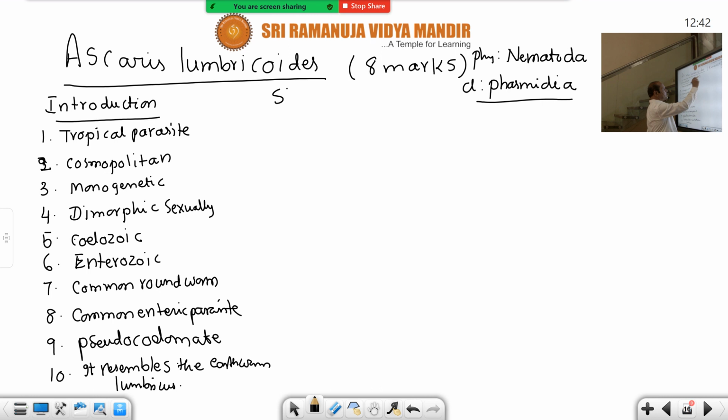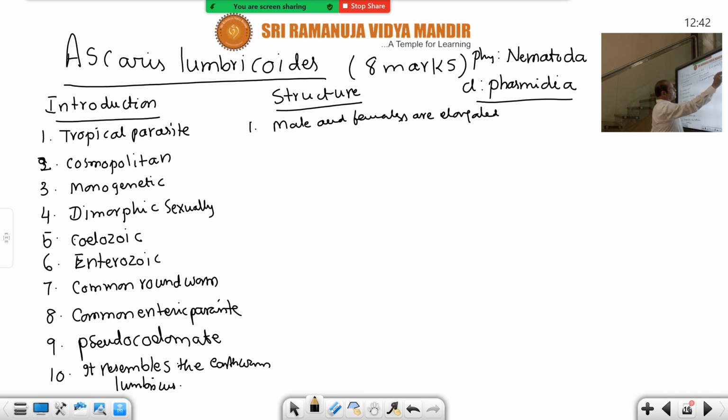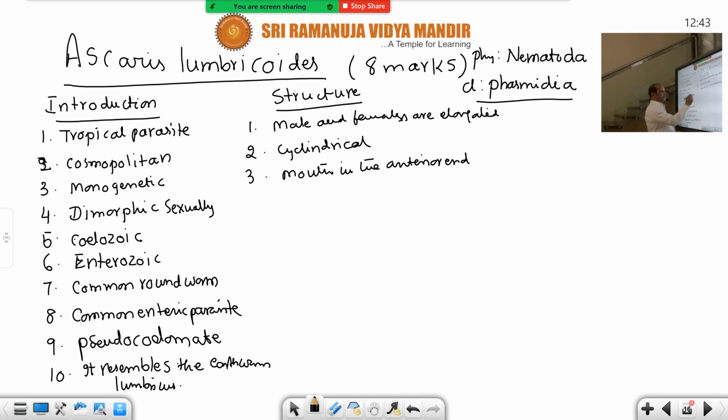Now let us take the structure of Ascaris. Tomorrow we can take the life cycle; today's structure. Male and females are both elongated. They are cylindrical in shape. They have the mouth in the anterior end. I will draw the diagrams, both male and female. You can see that, the mouth in the anterior end.